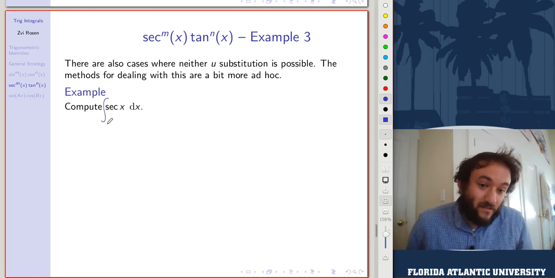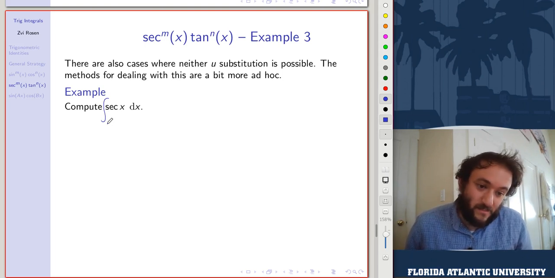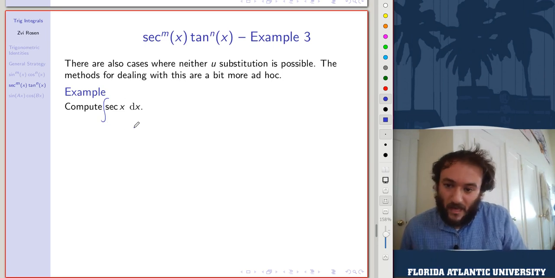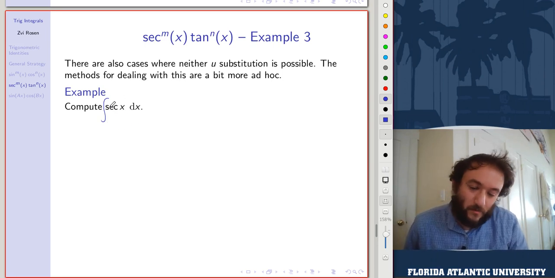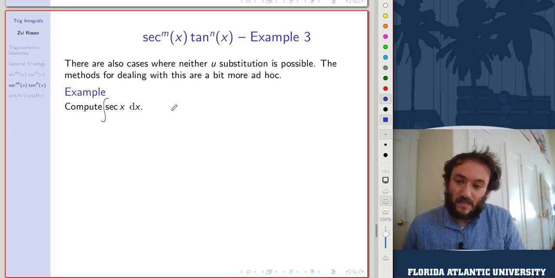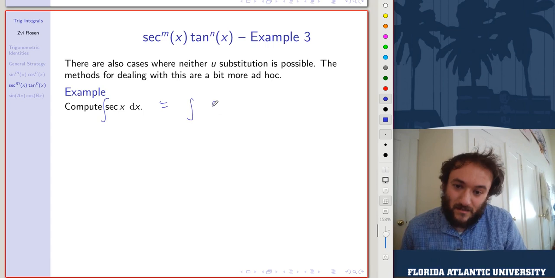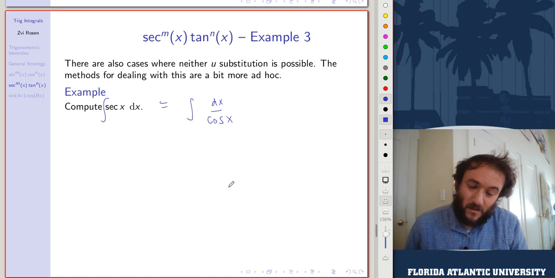There are also cases where neither u substitution is possible, and then it'll be just ad hoc methods. I wouldn't expect to see a problem like this on the exam. So here's an example of secant x. You can't really plug in any u here, whether u equals tangent or u equals secant. But what you can do is realize, you know what, this is dx over cosine x.